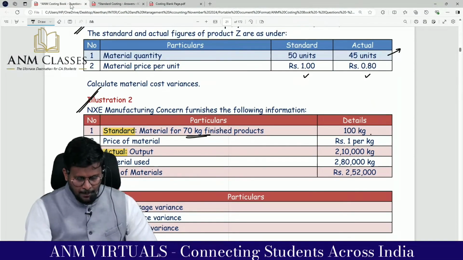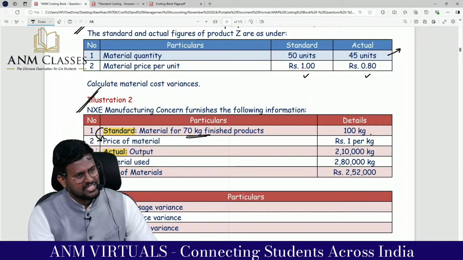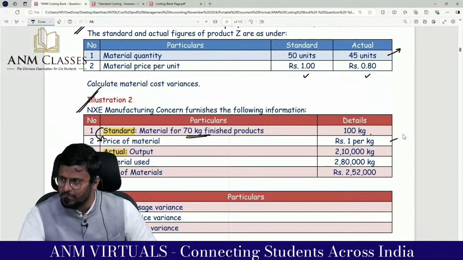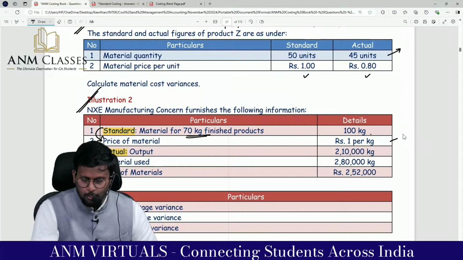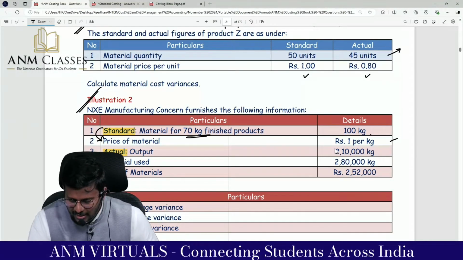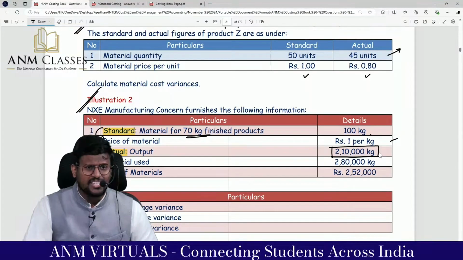Price of material, since it has been given below standard, that means it is the standard price. How much per kg? 1 rupee per kg. Actual output, our hero, came to 2,10,000 kg. அப்போ உண்மையிலேயே 2,10,000 kg வெளியே வந்திருக்கு.